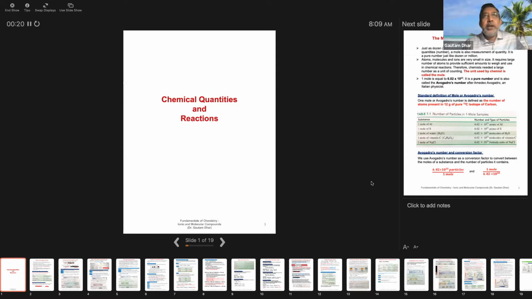So, chemical quantities and reactions. We now know the elements, we know how to write compounds, and now we are going to look at chemical reactions, actual chemical reactions, okay?